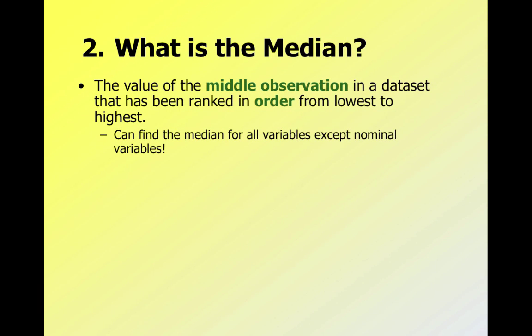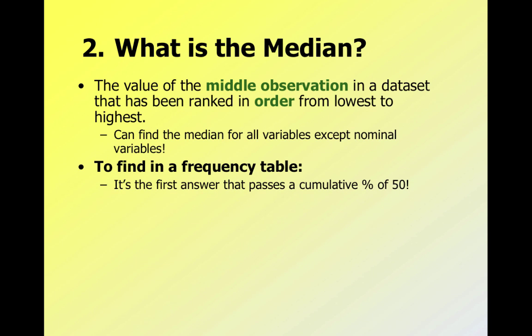Okay, let's move on to our second central tendency measure, which is the median. And this is really the value of the middle observation in a data set when we put them in order from lowest to highest. Remember when we think about central tendency, so far the mode is talking about the most frequent. The median is talking about where is the middle one. Out of all of these numbers, which one is the middle position? We can find the median for all variables really except for nominal variables.